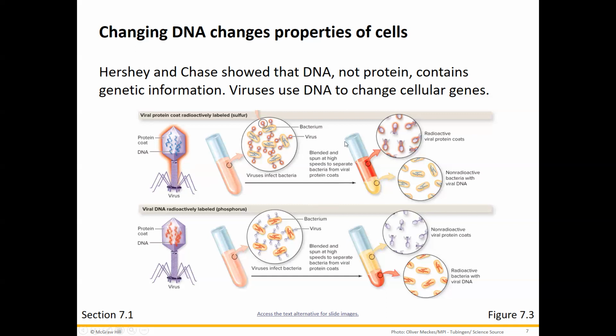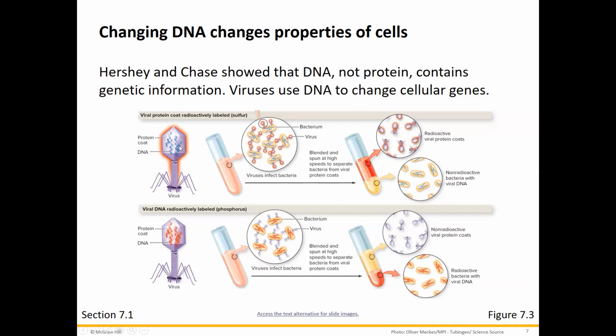So once they allowed this all to happen inside the solution, here they're telling you they spun it at high speeds in a centrifuge, and they separated out the protein coat from the bacterium. And what they realized was the protein coats had all the radioactivity still in them, and here was the bacteria, and nothing was radioactive at all. And you had the DNA, and these things were infected with the virus. So it was the DNA that was injected into these molecules.